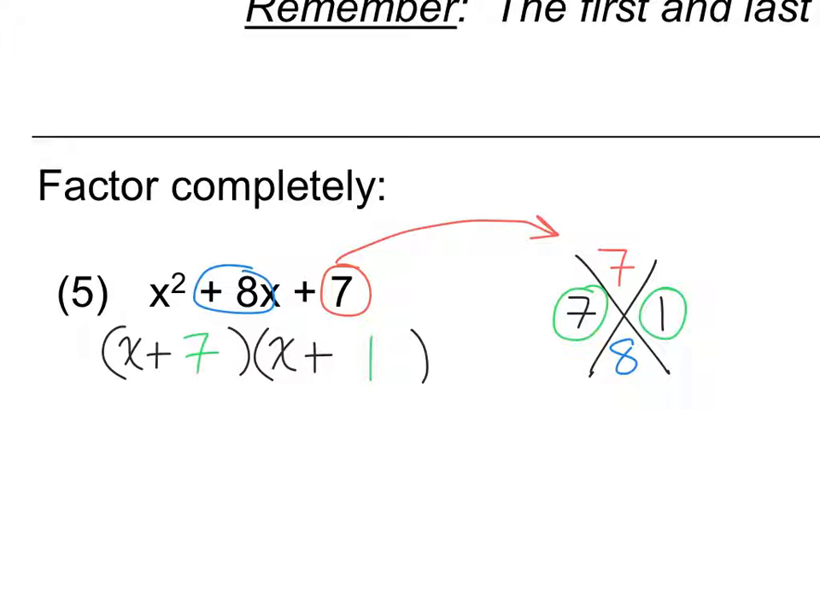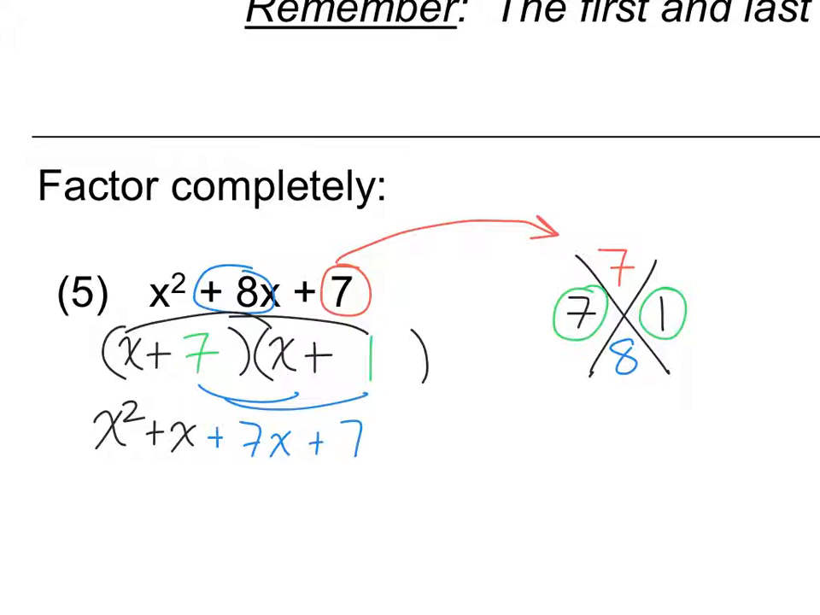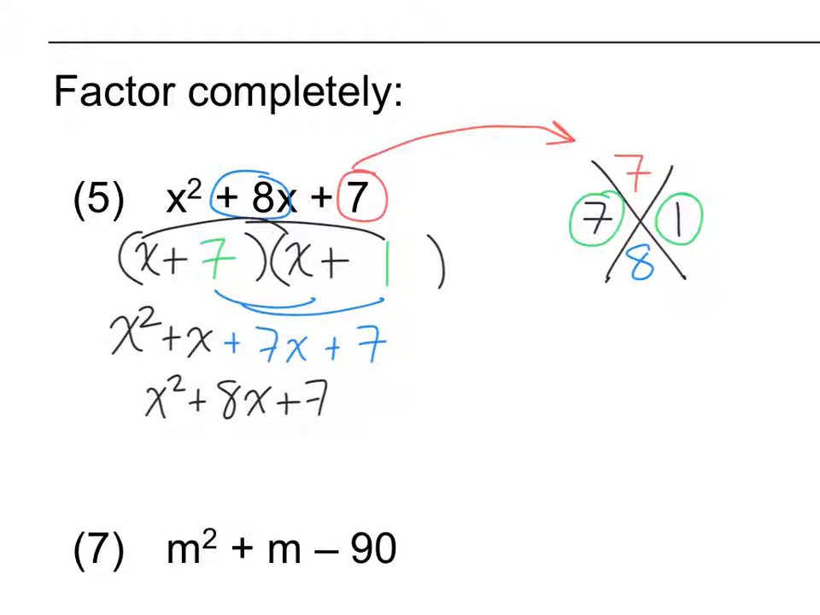And you could check by double distributing. So x by x, x by 1, 7 by x, 7 by 1. And we would get x squared plus 8x plus 7. Now, just be careful because a lot of us like to do a check for questions like this, but you do need to clearly indicate what the final answer is.